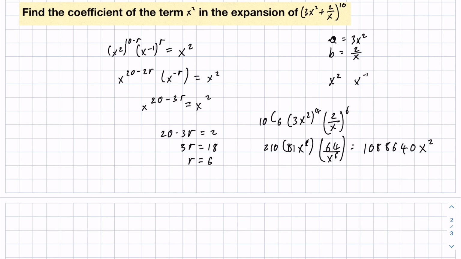And like that, we found the x squared term, which happens to be the sixth term in the entire expansion. And the coefficient of this term is 1,088,640.